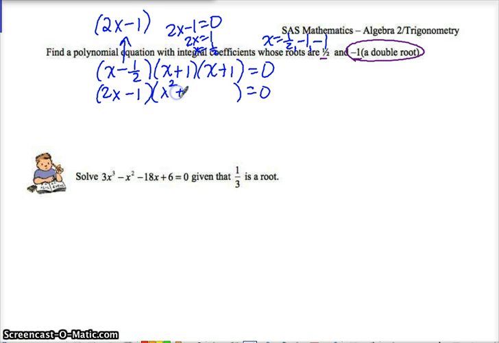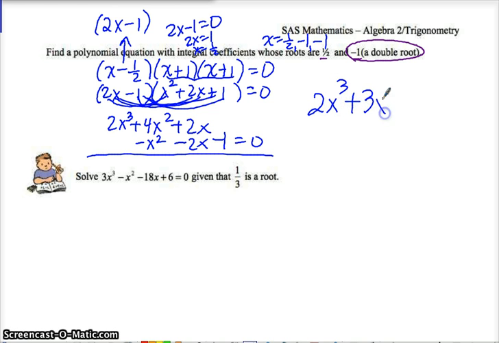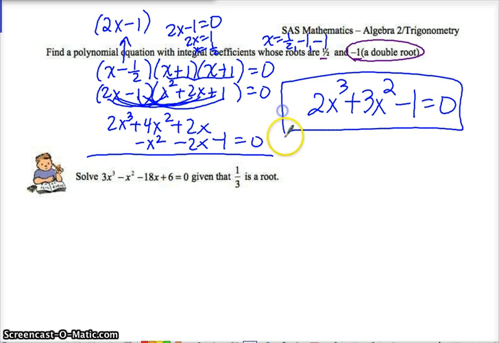Okay, so I'm going to go ahead and try to do this. So I'm going to get x squared plus 2x plus 1 if I were to FOIL this out right there. And now I have to distribute, so I get 2x cubed plus 4x squared plus 2x minus x squared minus 2x minus 1 equals 0. I'm combining my like terms. I get 2x cubed plus 3x squared minus 1 equals 0. And this is my polynomial equation.